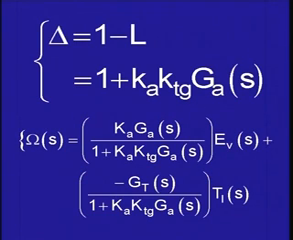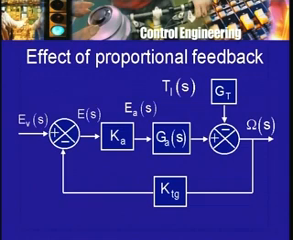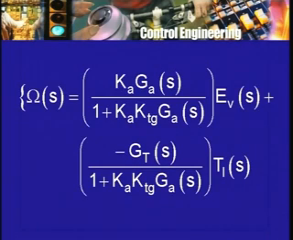That is multiplied by what remains of delta. But what remains of delta? Only 1, because that forward path touches the only loop that is there. So delta for the numerator is simply 1. The other path, from the load torque to omega S, goes through GT with a minus sign here. So it will be simply minus GT. So I will write here minus GT.